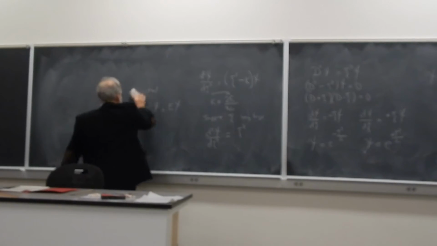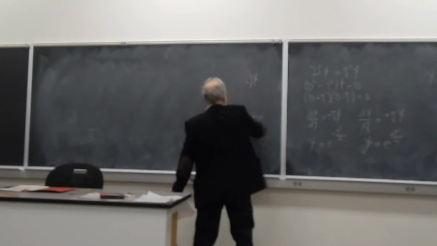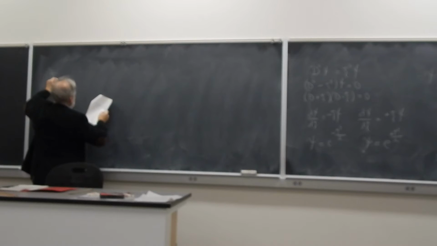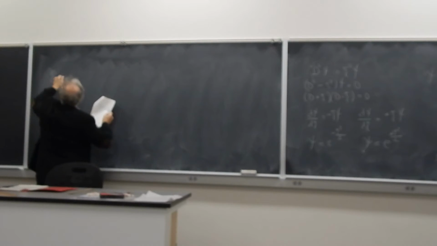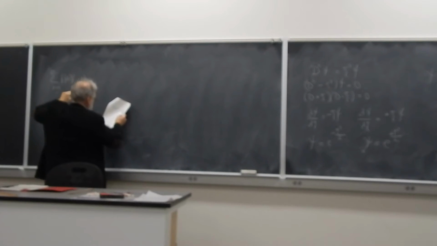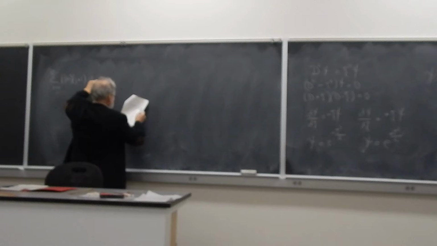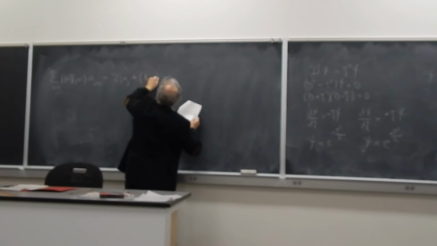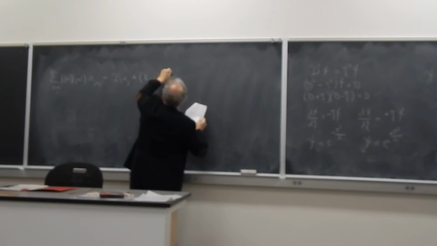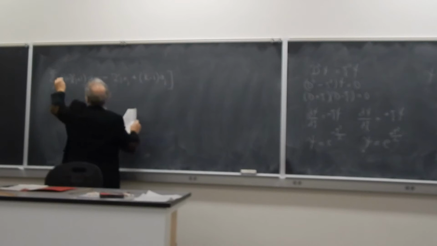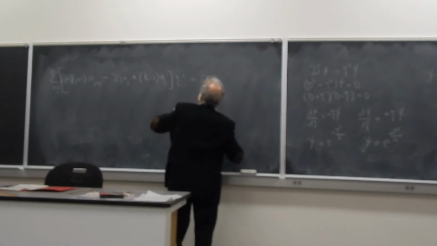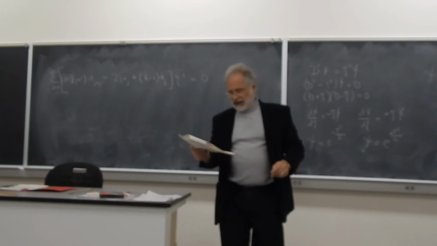It's going to look like this. The sum over j equals 0 to infinity of j plus 1 times j plus 2, a sub j plus 2, minus 2j a sub j plus k minus 1 a sub j, times c to the j, is equal to 0. Boy, the Schrodinger equation's come a long way since we started, hasn't it?